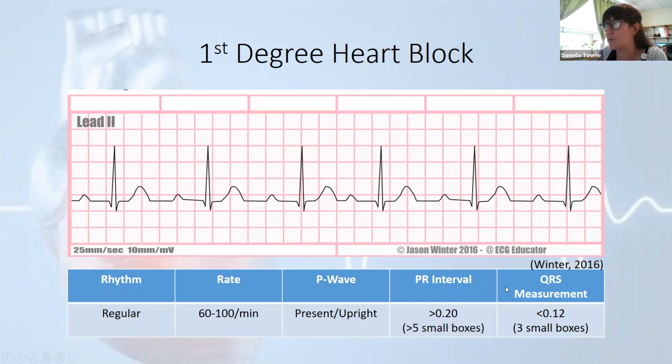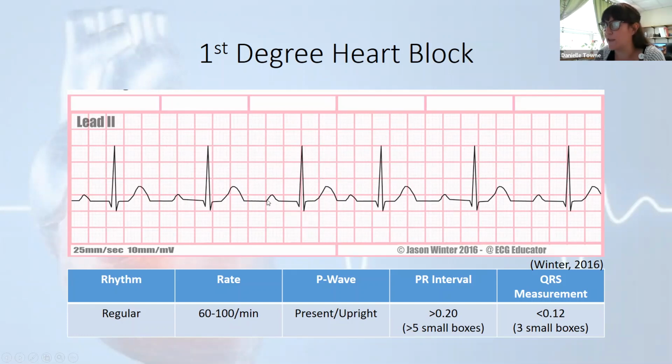So what we're going to see when we do our 5 steps is we usually have a regular rhythm. The rate tends to be about 60 to 100, but it can be a bradycardia with a first degree or a tachycardia with a first degree. So keep in mind that can be flexible. The P wave is going to be upright and present because this is stemming from the SA node. But the PR interval now is long. It's greater than 0.2, greater than 5 small boxes, right? Greater than 1 big box.